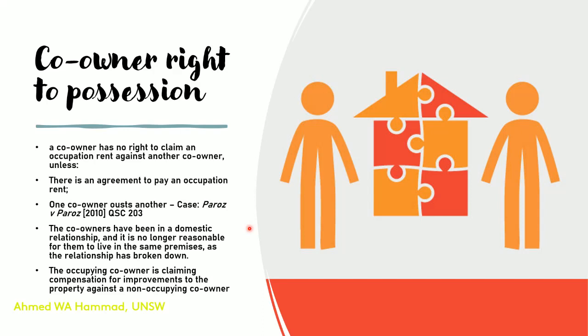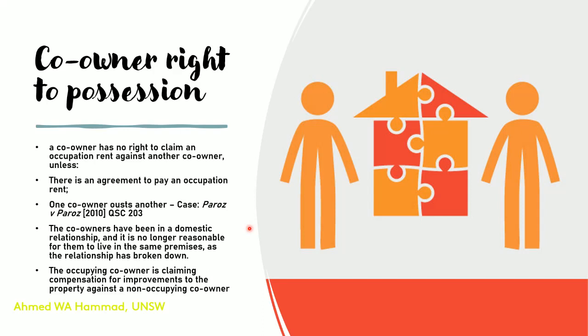Okay, so now we're talking about right to possession. A co-owner has no right to claim an occupation rent against another co-owner. So when you've got this joint tenancy or a tenancy in common, this sort of co-ownership that's taking place, one of the co-owners cannot claim an occupation rent against the other co-owner. However, there are exceptions. This is not permissible unless there's an agreement to pay an occupation rent.